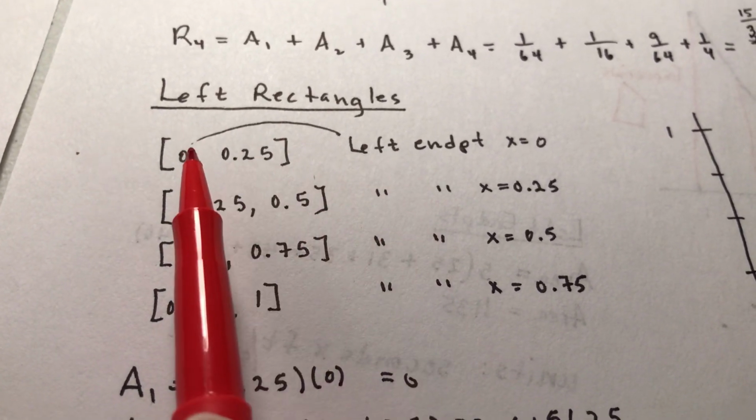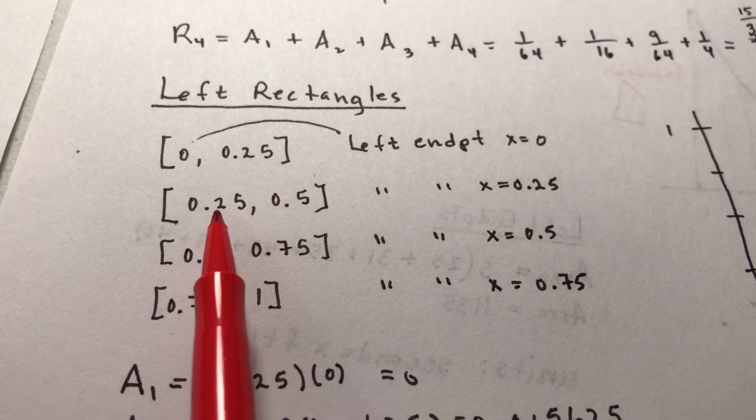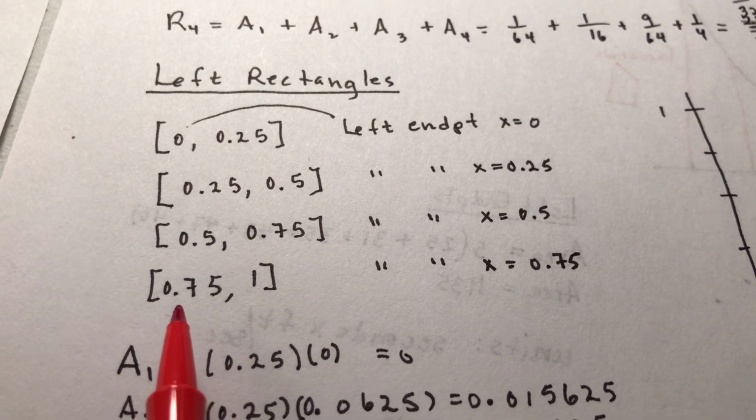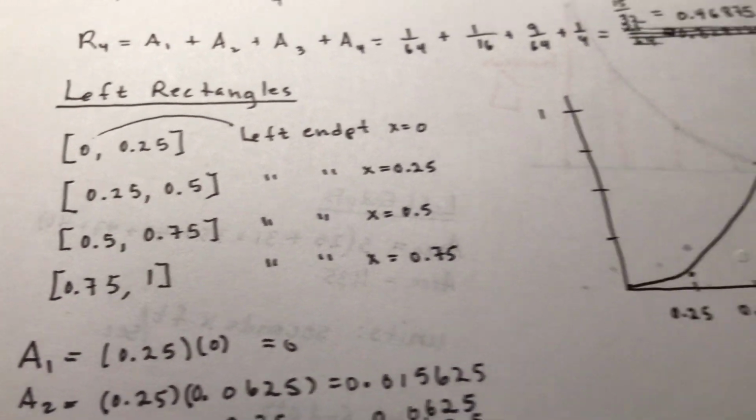Now we're going to use the left endpoint. So I have to use x equals 0. The left endpoint here is 0.25. The left endpoint here is 0.5. And the left endpoint here is 0.75. And those are going to be the four rectangles.